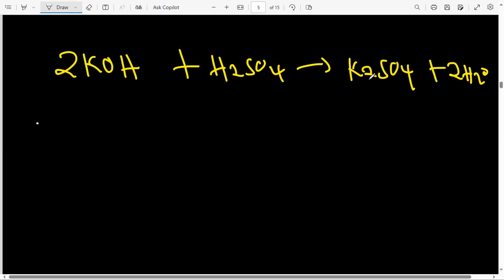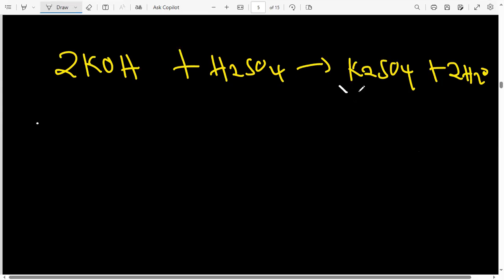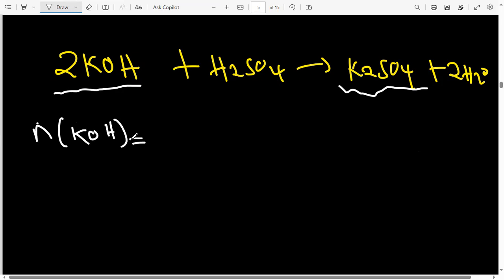Okay, so this is the balanced equation. And then we want to find the mass of this product. So what are we going to use? We are going to use the moles of KOH, since it is the limiting reactant. So we know the moles of KOH. We found these moles to be how many moles?